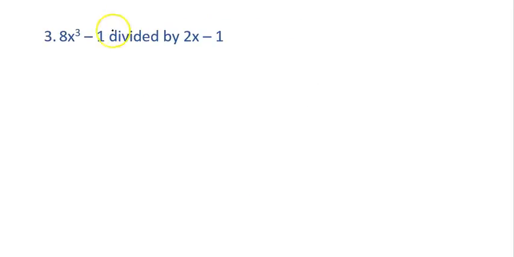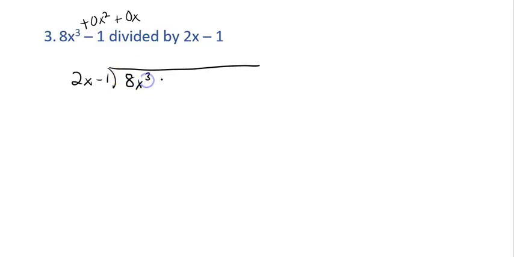Okay, for our next one, I have 8x cubed minus 1 divided by 2x minus 1. And notice we skip a lot of powers here. So we're going to have a 0x squared and a 0x. So I need to put my 2x minus 1 in front. Then I have 8x cubed plus 0x squared plus 0x minus 1.